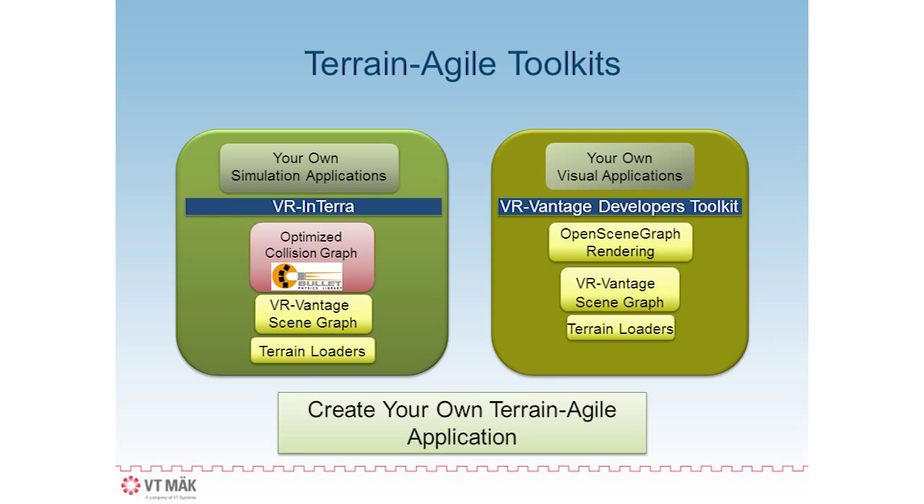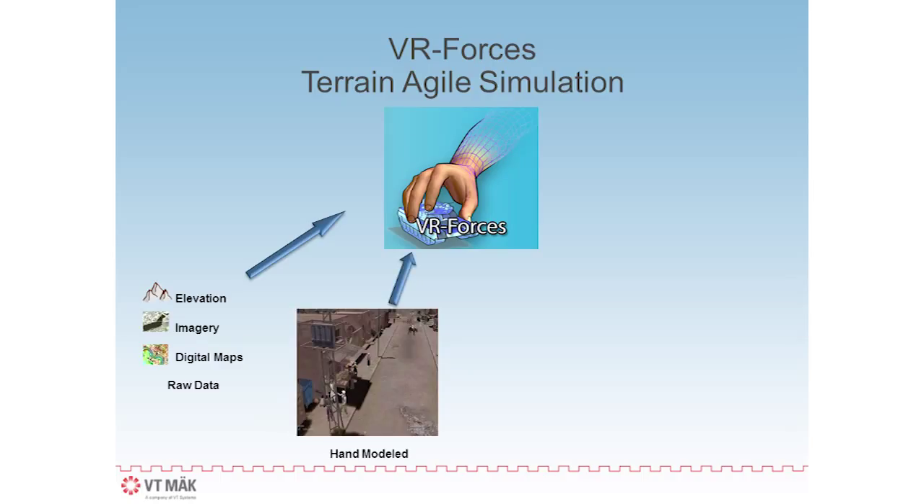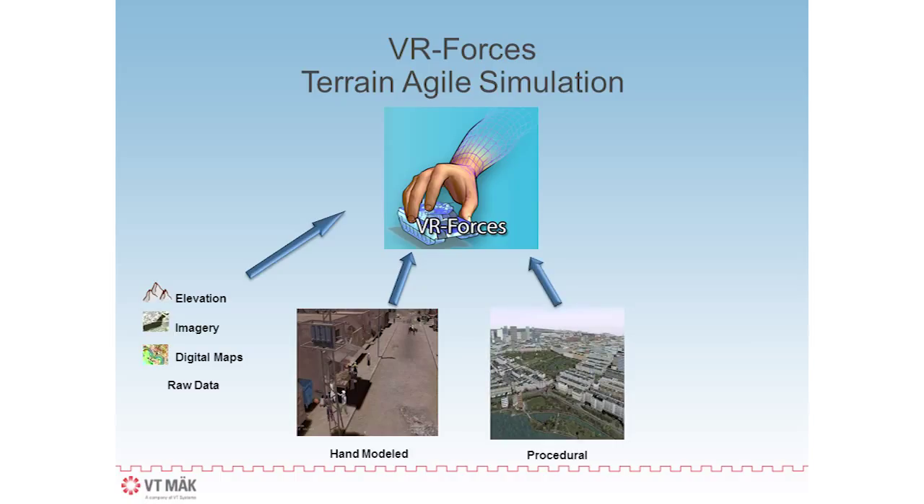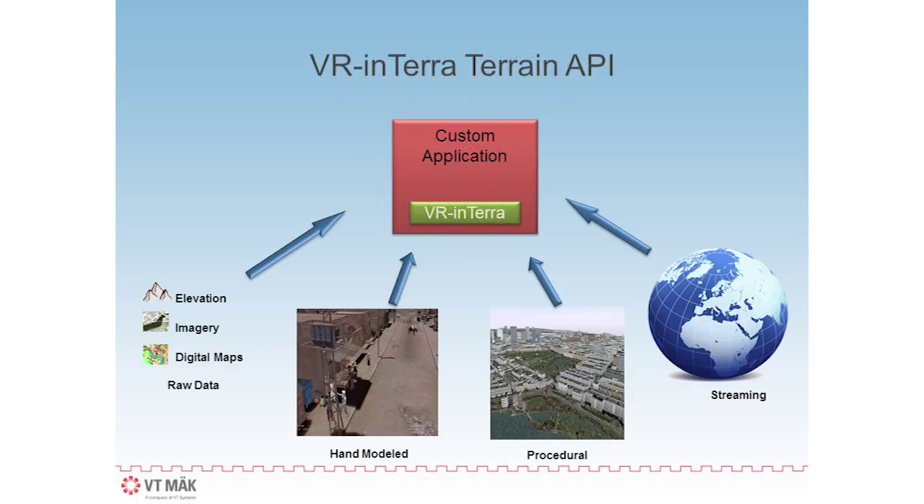At the heart of VR Forces terrain agility is the VR in Terra terrain API. This powerful middleware allows VR Forces to be a truly terrain agile application, loading terrains from many different formats or combining them into a single terrain to support both large and small scale missions. VR in Terra is a software API that lets you build terrain agility into your own simulation applications to achieve system-wide terrain correlation.